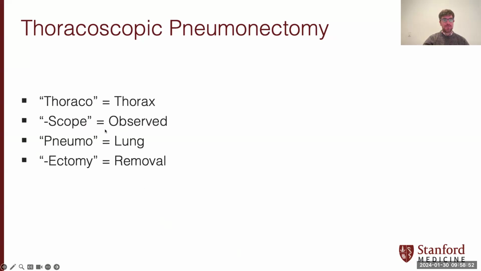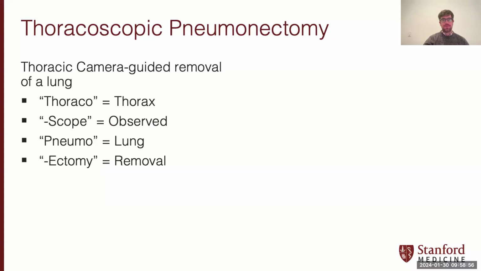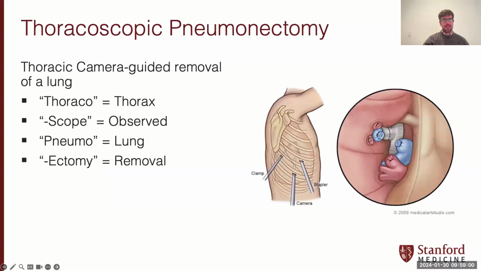So thoraco is thorax, scope is observed, pneumo is lung, ectomy is removal. So this is a thoracic camera-guided removal of the lung. What we actually do is we go in with these ports and cut out the entire lung in this case. If you do just a piece of the lung, that's called a lobectomy.